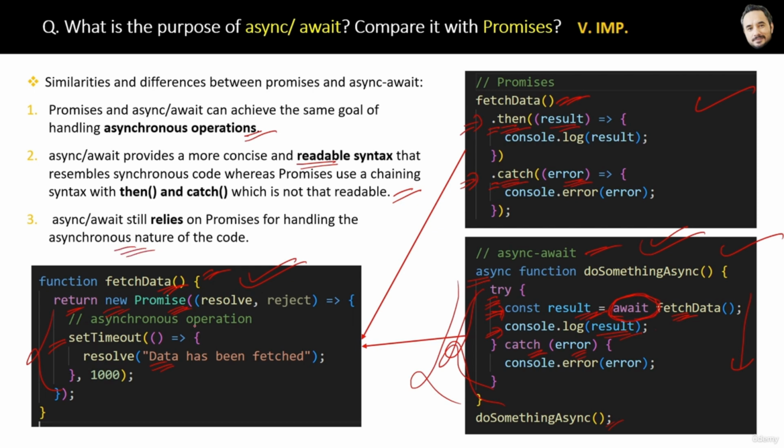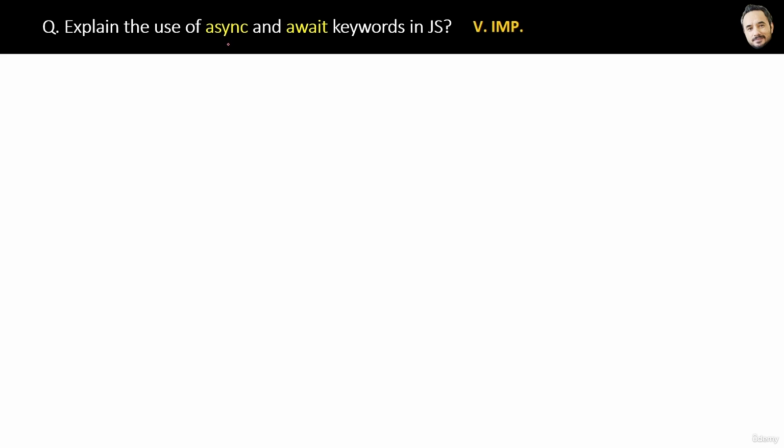Okay. Great. Now you have a good understanding of async and await. Explain the use of the async and await keywords in JavaScript. It is very important to know the role of the async and await keywords in JavaScript.